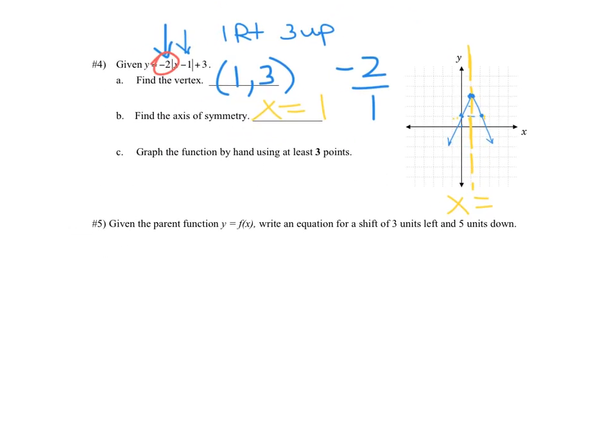And finally, the last one, number 5. Given the parent function y equals f of x. Now, they did not tell you which parent function it is. We have 3. It could be any of them. So what we're trying to say is it doesn't matter which one it is. If you take this equation and you shift 3 to the left and 5 down, it will look like this. Y equals, 3 to the left would be f of x plus 3, and 5 down would be minus 5.